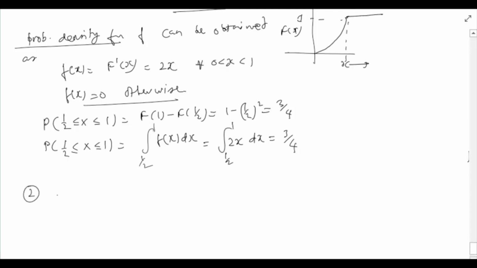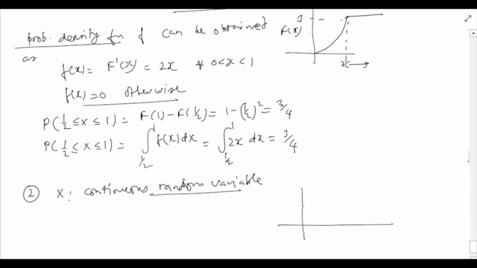Let us now consider a random variable x, again a continuous random variable, whose PDF is a constant between 0 and 1. So let's say it takes value c between 0 and 1, and it's 0 outside this interval 0, 1. Such a random variable x is called uniformly distributed on 0, 1.